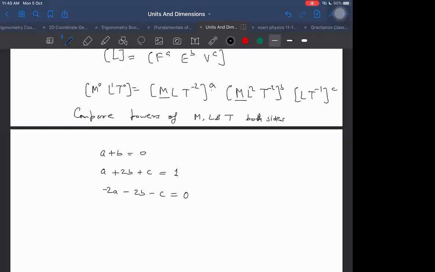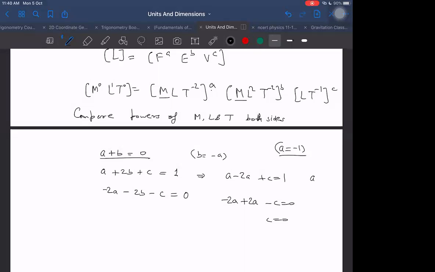So starting from 1 is simple. It will give us b is equal to minus a. So I will replace b. If I replace b, then the second equation will give us a minus 2a plus c is equal to 1. And the third equation will give us minus 2a plus 2a minus c is equal to 0. So c is equal to 0. And what is a? a is equal to minus 1. Then what is c? c is 0.